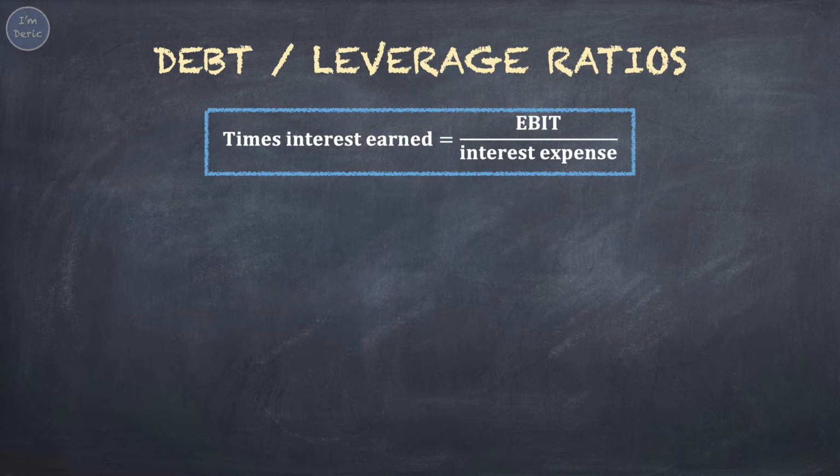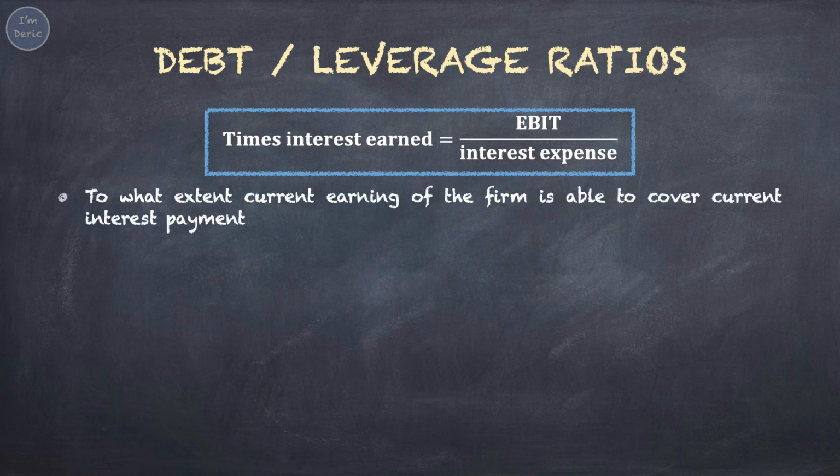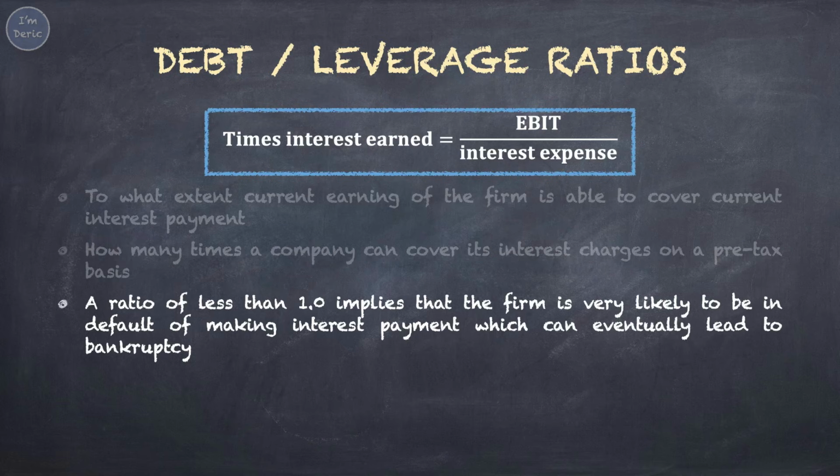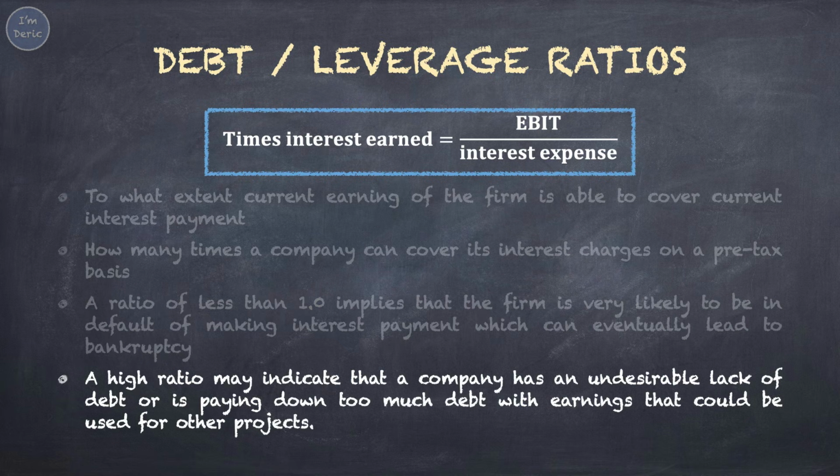Next, times interest earned. It is calculated by taking EBIT over interest expense. This ratio is to measure to what extent current earning of the firm is able to cover current interest payment. In other words, it shows how many times a company can cover its interest charges on a pre-tax basis. A ratio of less than 1.0 implies that the firm is very likely to be in default of making interest payment, which can eventually lead to bankruptcy. For times interest earned ratio, the higher, the better. But a high ratio may also indicate that a company has an undesirable lack of debt or is paying down too much debt with earnings that could be used for other projects.